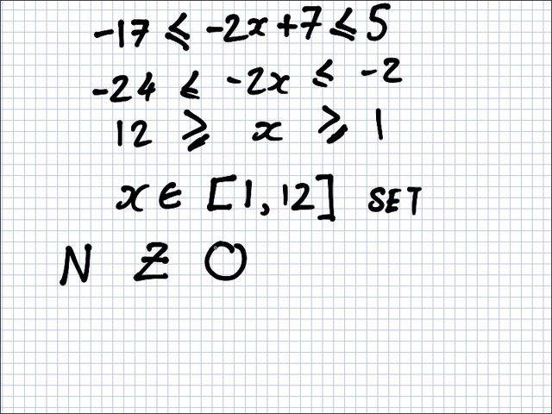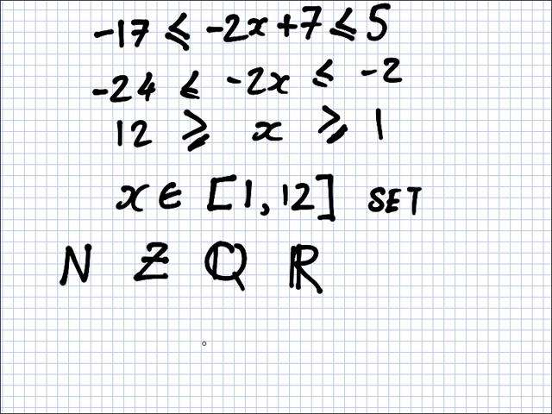Okay, what is Q? Q are what's called rational numbers. What numbers are those? Square root 2? No. 2.5? Yeah, so they're fractions. And lastly, R is what's called real numbers. And what are those? All the numbers.